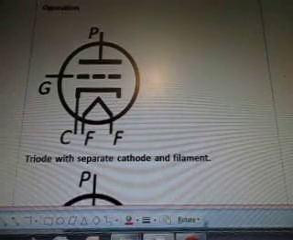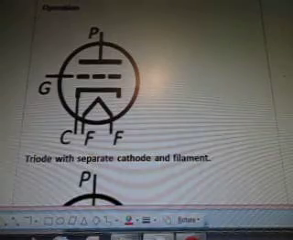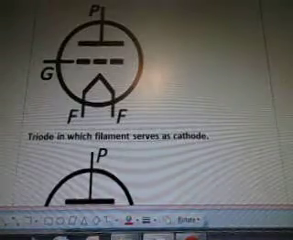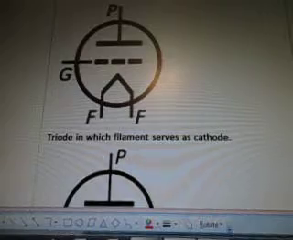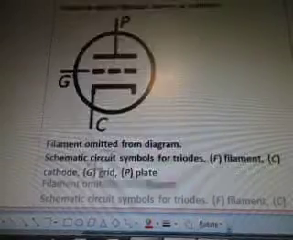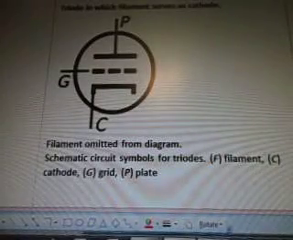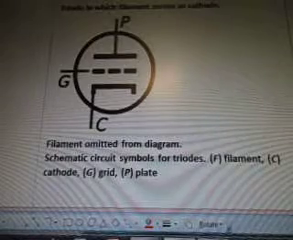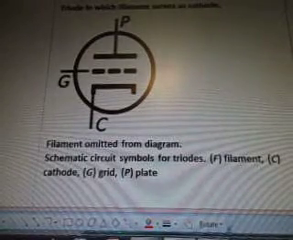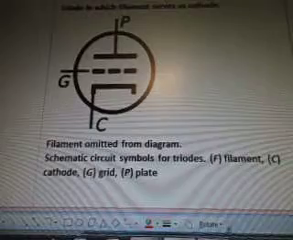Operation: triode with separate cathode and filament. Triode in which filament serves as a cathode, and filament omitted from diagram. Schematic circuit symbols for triodes. F is the filament, C is the cathode, G is the grid, and P is the plate.